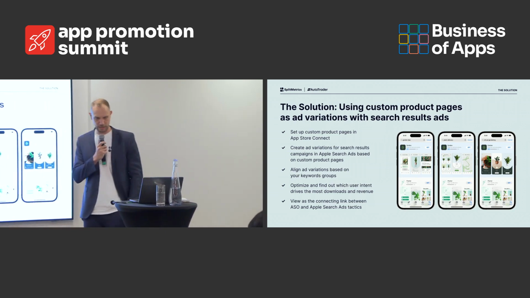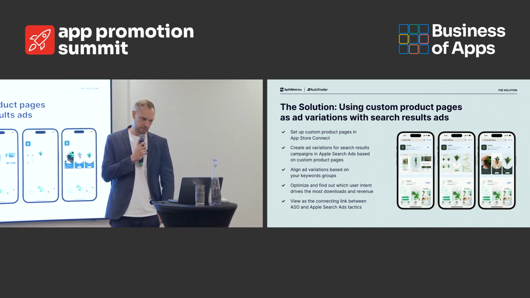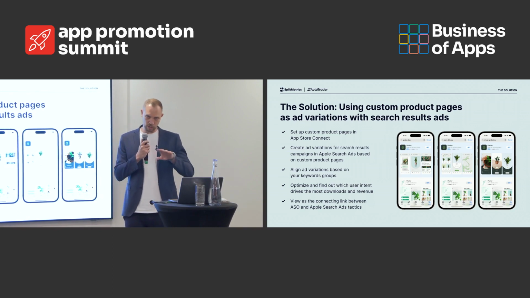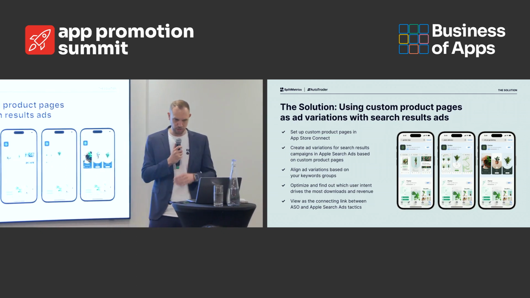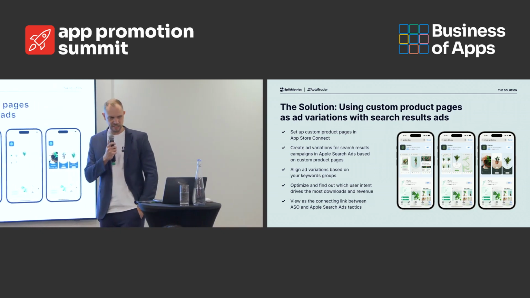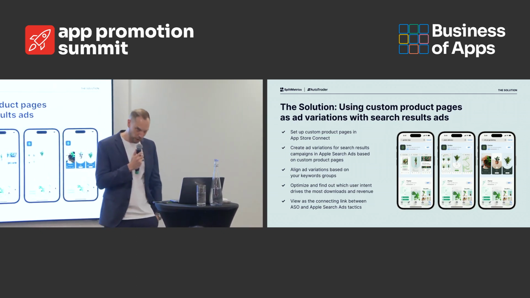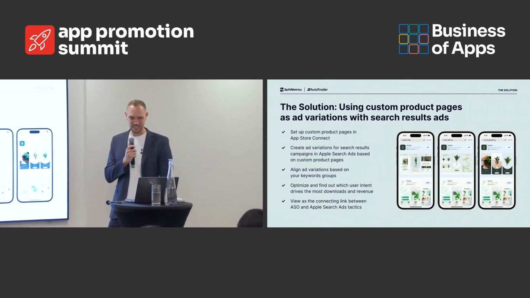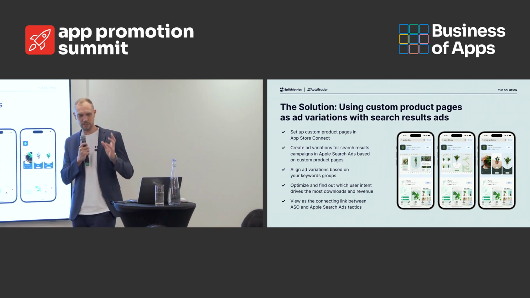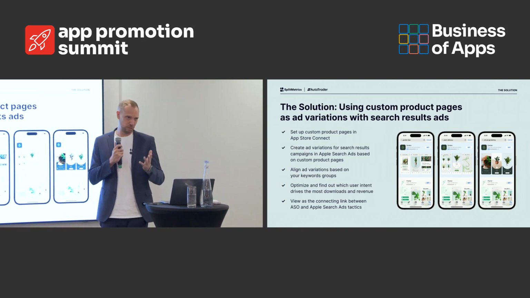You can do it within App Store Connect, where you can set up different custom product pages. For the ones that are not yet using it or are not 100% sure what exactly custom product pages are, I would translate it as ad variation for different search result campaigns, which means that you can craft different user journeys for people searching for an app.